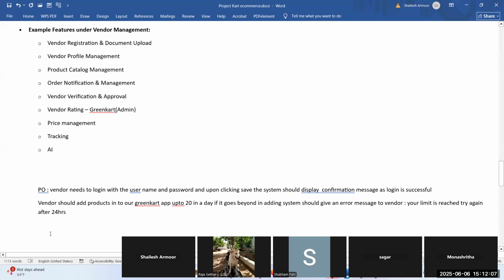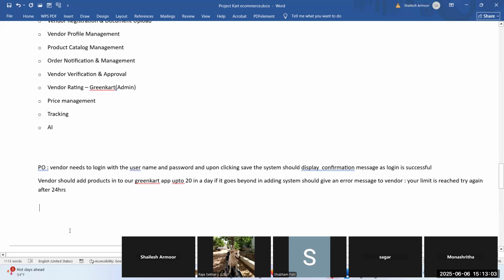Can you give it a try, Sagar? Monashrita also. You need to ask from this requirement only. Try, no problem, even if it is wrong. Shailesh, I was having the same thought: what if we add less than 20? Don't you think about what kind of products the vendor is eligible to add? Analytically, you need to think. Are we going to define any specific 20 products? Why don't you ask that question? Organic, natural, yes, sure.